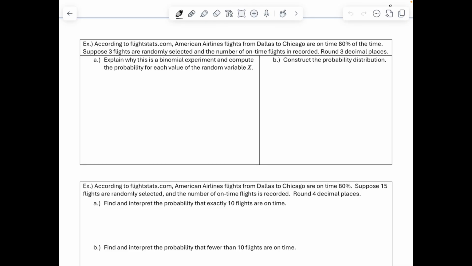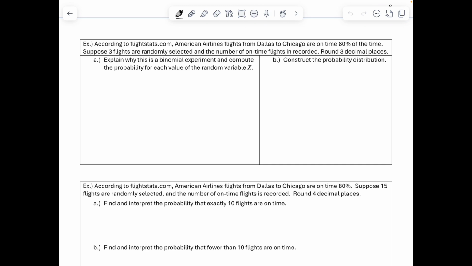This is the second video for the Chapter 5 notes. We are starting at the top of page 7 with an example. The example says, according to flightstats.com, American Airlines flights from Dallas to Chicago are on time 80% of the time. Suppose 3 flights are randomly selected and the number of on-time flights is recorded, round to 3 decimal places.